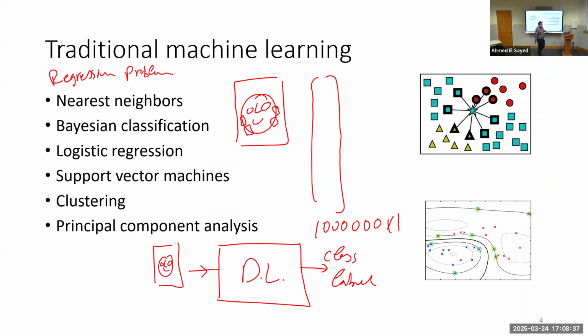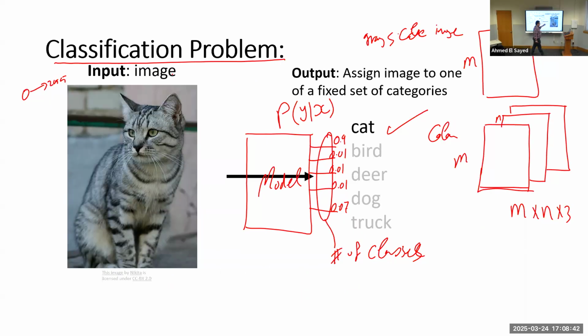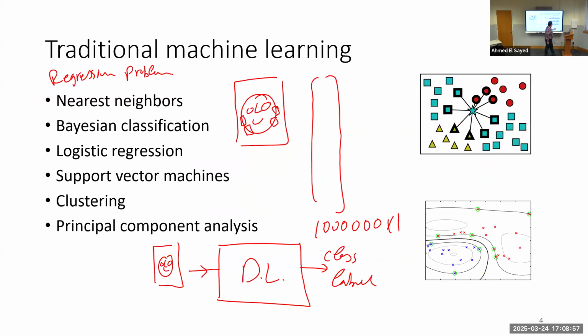What is the regression problem? In this classification problem, the output is a discrete category. So I have categories here, and my goal is to find the probability of each category. So it's a discrete category. In the regression problem, the output is continuous. What does this mean?